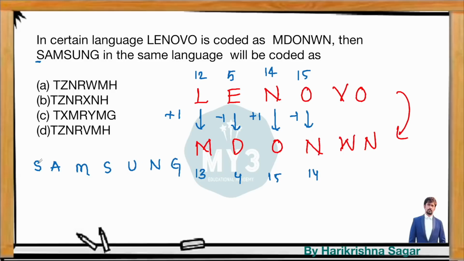S-A-M-S-U-N-G. So the first alphabet S is 19, and 19 becomes 19 plus 1, which is 20. So this is T. And A is the first alphabet, so we have to go back by 1 because of the minus 1. That means it will be Z. You can eliminate this option.